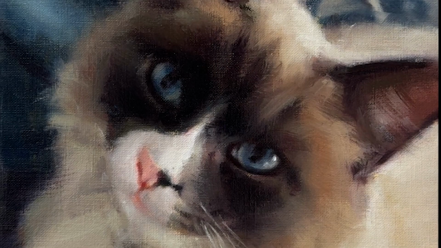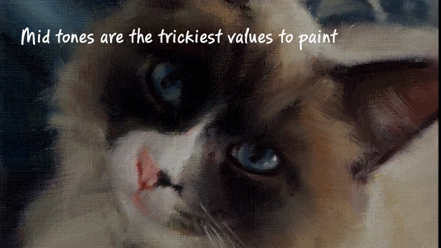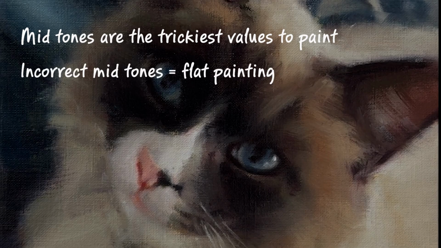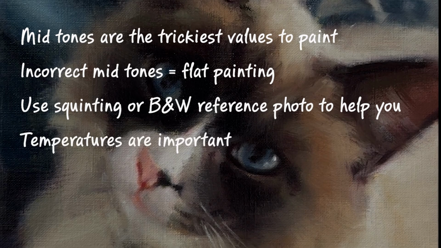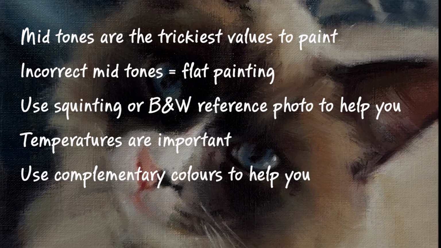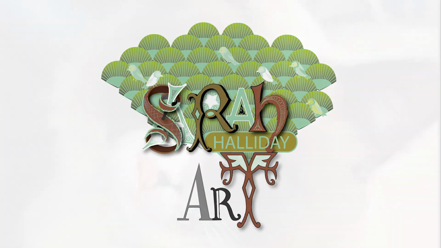Let's recap then. Understand that there is a range of values in the object that you paint. The midtones require the most attention. Where midtones are painted incorrectly, the painting will look flat. Use either squinting or a black and white reference photo to help you. Once you have figured out your values, pay attention to your temperatures. Use complementary colours to give you your warm and cool palette. Make your transitions soft, but do not overblend. Work wet on wet.